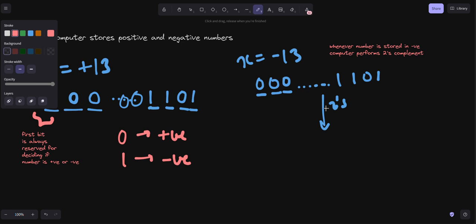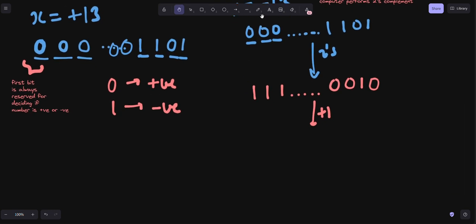So we will be doing the 2's complement of 13 first. How would we do it? The 2's complement has two steps. First we do the 1's complement, which means toggling all the bits. So it will be 1 1 1 1 1 1, and the last bits would be 0 0 1 0. This is the 1's complement, and then you need to add 1 here for the 2's complement.